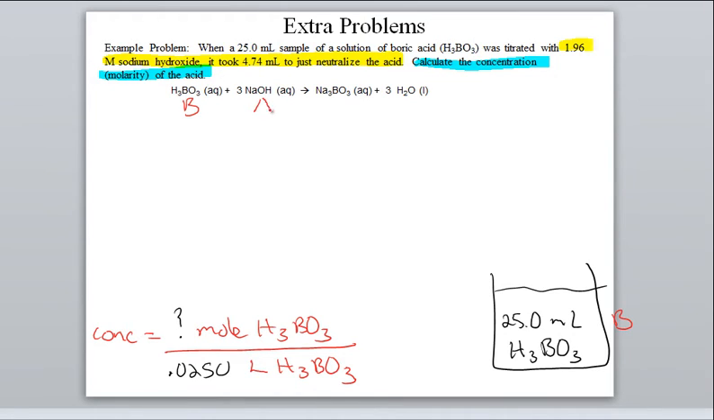So sodium hydroxide is our A. So we'll start with the volume of the acid, the volume of the A, the volume of what we know, use its concentration and determine how many moles of the base were added, and then use the chemical reaction, the mole-to-mole ratio, to figure out how many moles of the boric acid were neutralized.